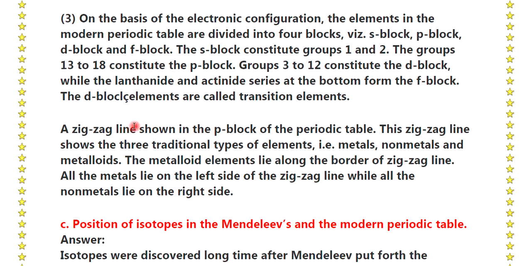A zigzag line is shown in the p block of the periodic table. The zigzag line shows the 3 traditional types of elements, that is metals, non-metals and metalloids. The metalloid elements lie along the border of the zigzag line. All the metals lie on the left side of the zigzag line, while all the non-metals lie on the right side.